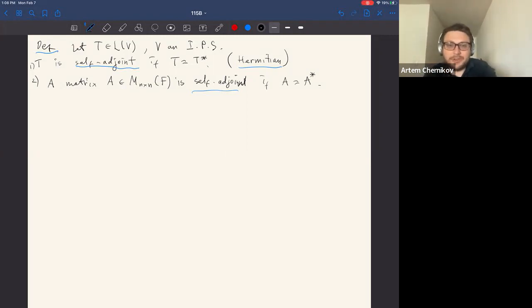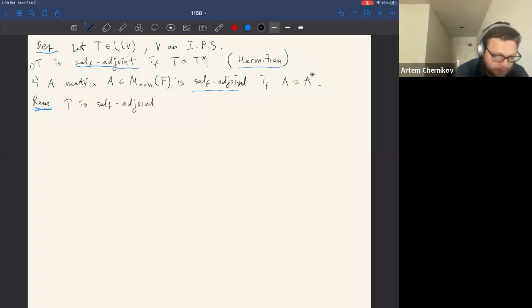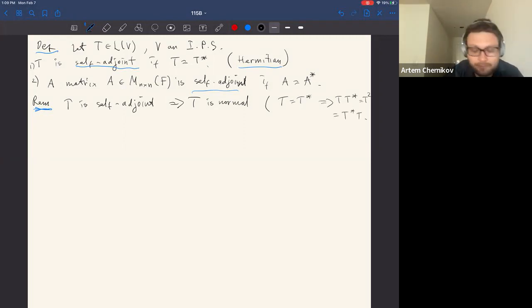Let's try to understand how it relates to normality. So the first remark is that it is indeed a strengthening of being normal. So we have that T is self-adjoint implies that T is normal. Okay, and this of course is straightforward, right? Because look, if we have T equals T star, right? So it implies that T star T is equal to T squared, and this is the same as T T star. So it's also just T squared. So we get that they are equal, right? So we see that self-adjoint implies normal, okay?